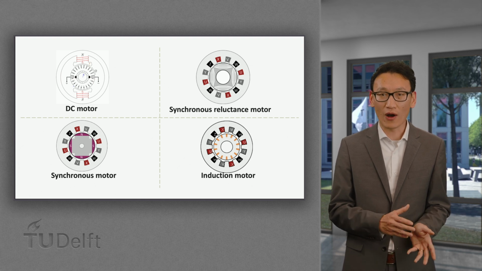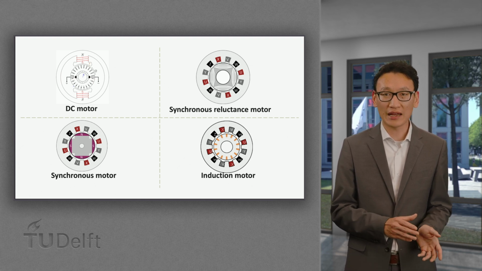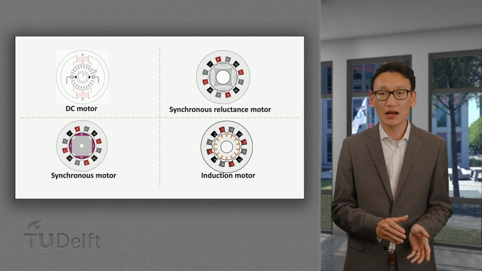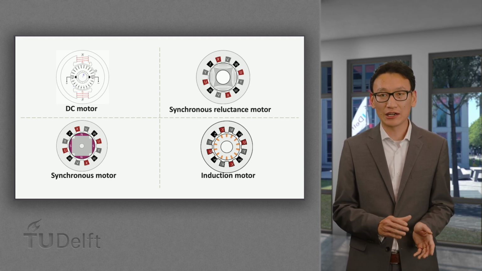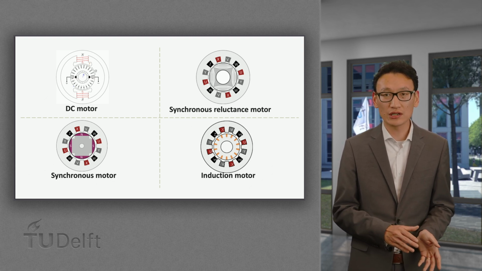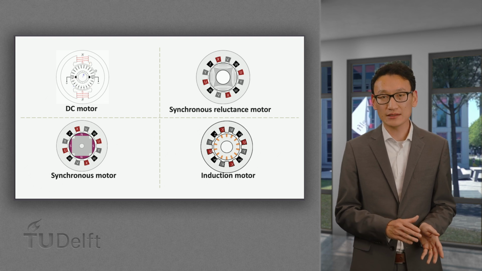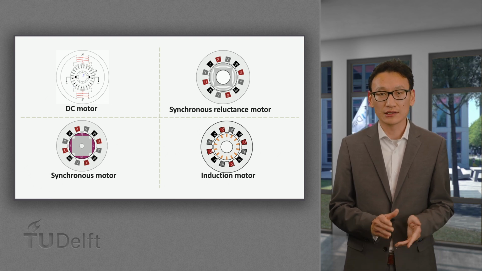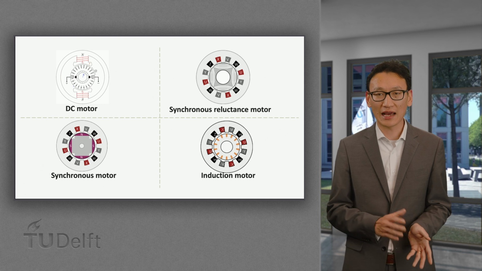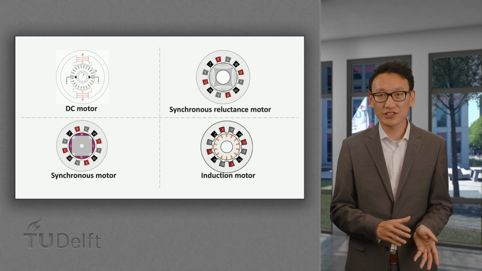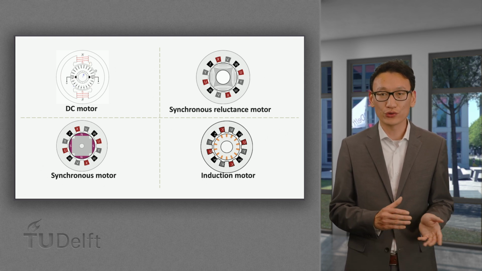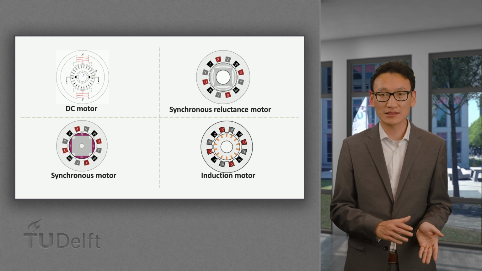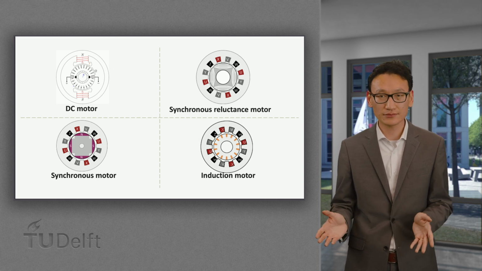The top left one is the DC motor where electromagnet or permanent magnet poles are present on the stator. Direct current passes through the rotor through the commutator, producing the Lorentz force on the rotor. The top right one is the synchronous reluctance motor, where shaped iron sheets are used on the rotor to introduce different magnetic paths with different reluctances.